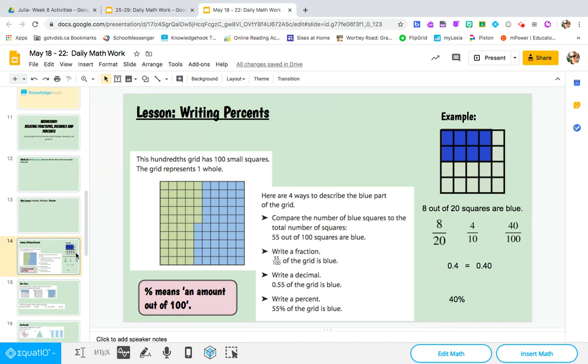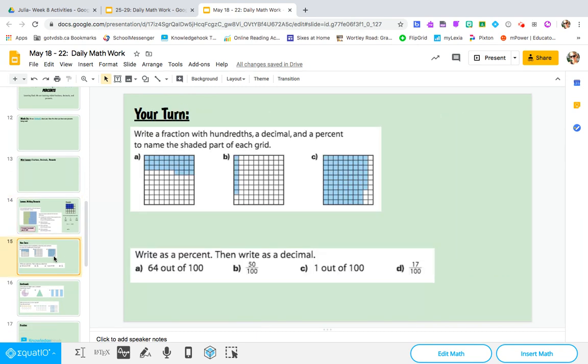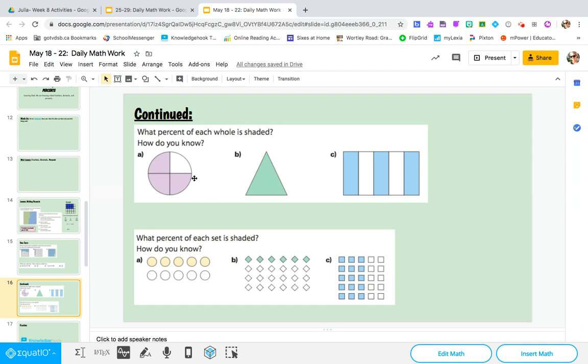So you'll get a turn to practice this here. I have a few questions for you to follow up with, first using the hundredths charts, and then having to use equivalent fractions. I know you'll do awesome. Good luck with it.